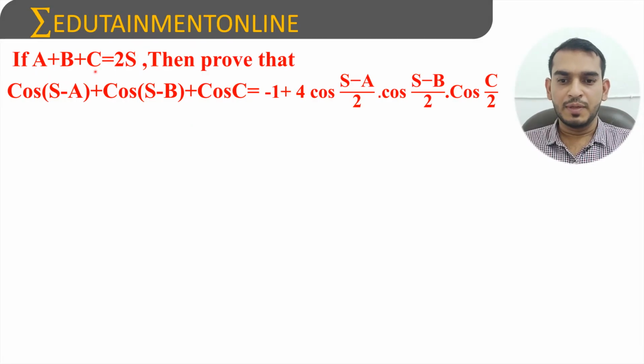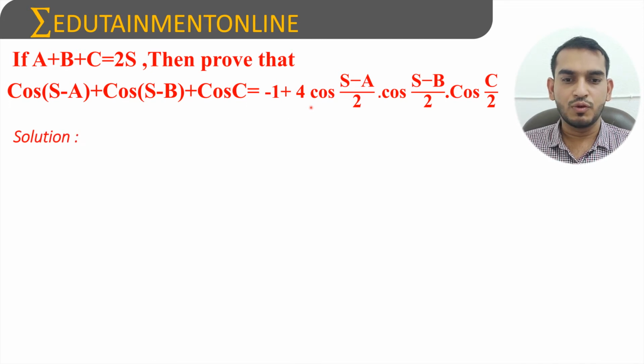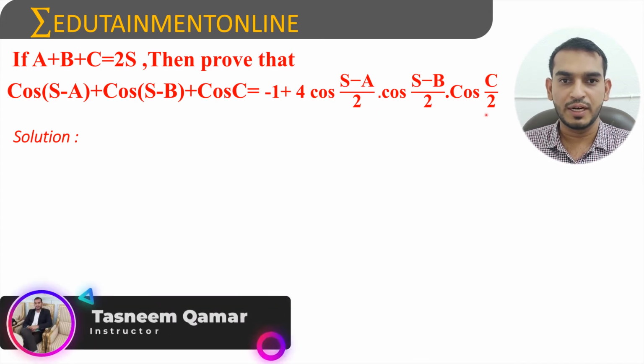If a plus b plus c is equal to 2s, then prove that cos(s minus a) plus cos(s minus b) plus cos c is equal to minus 1 plus 4 cos((s minus a) by 2) into cos((s minus b) by 2) into cos(c by 2).